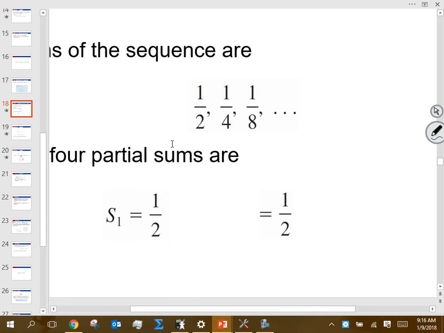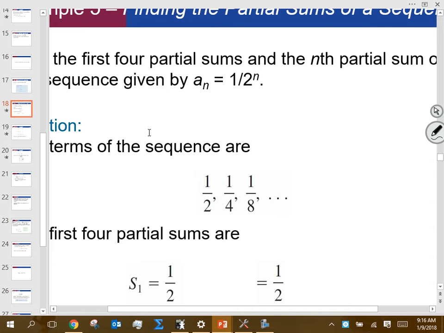So here's an example. They give the rule for a sequence as 1 over 2 raised to the nth power. So if we look at the sequence that's created, it's 1/2, 1/4, 1/8. Next ones will be 1/16, 1/32, 1/64.